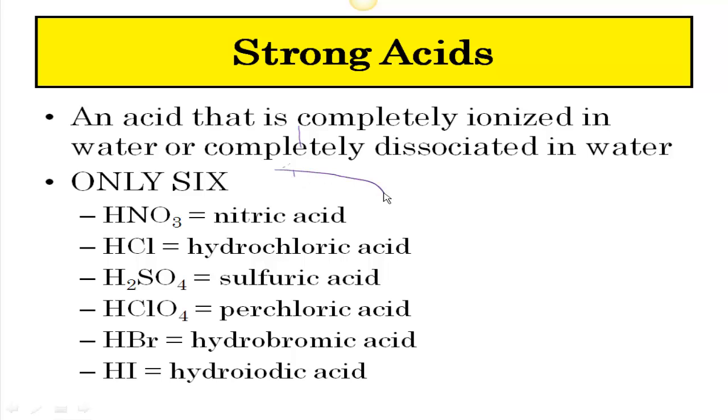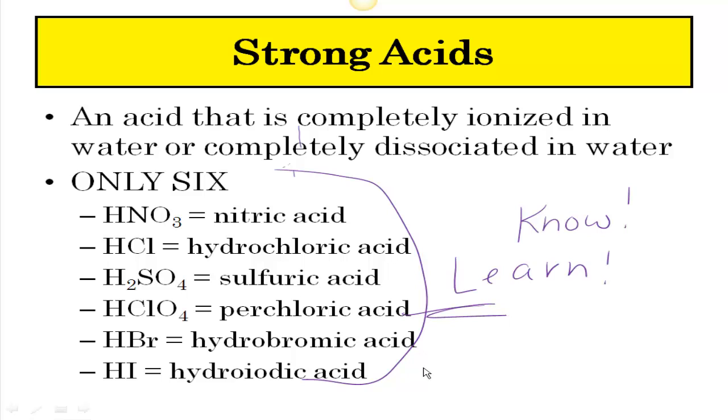These are the 6 acids that completely dissociate: nitric acid, hydrochloric acid, sulfuric acid, perchloric acid, hydrobromic acid, and hydroiodic acid. These are ones that you're going to have to learn, memorize, get to know. These are important. These acids, when you put them in a solution of water, will completely break down into ions. There will be no acid left over. That's what classifies them as strong acids.